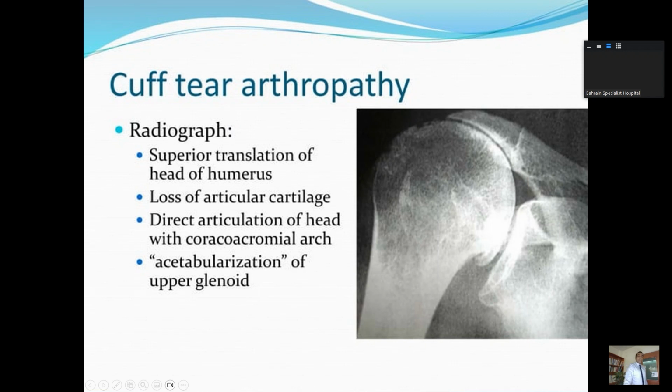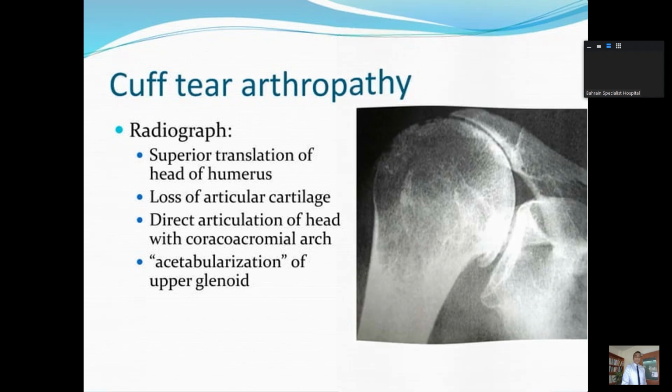Cuff tear arthropathy is a late sequela of rotator cuff tear. This leads to loss of the rotator cuff. As a result, the head migrates up and then starts eroding onto the acromion, leading to acetabularization of the acromion. So it forms a false cavity on the articular side of the acromion. This is called acetabularization of the acromion.